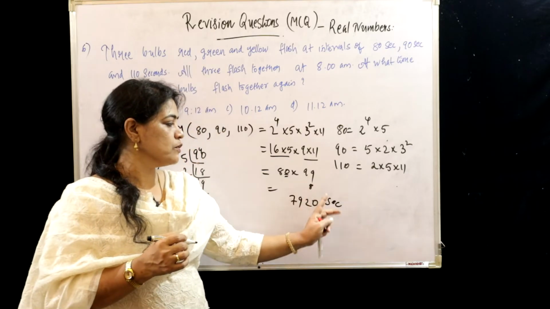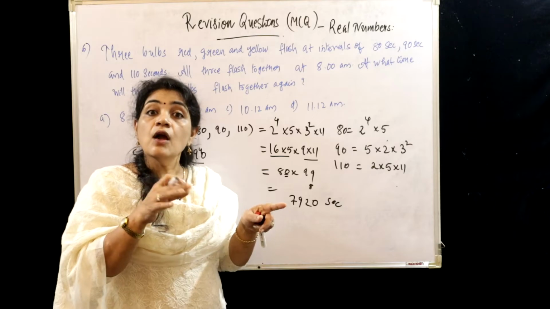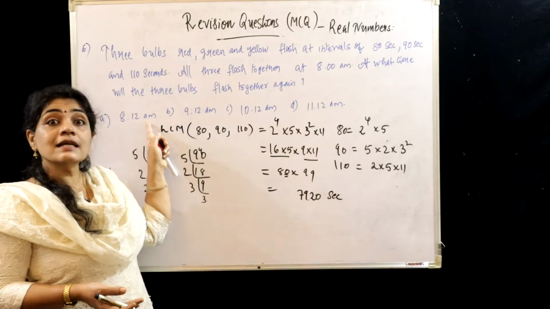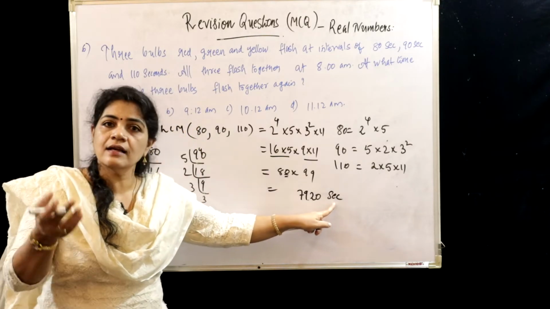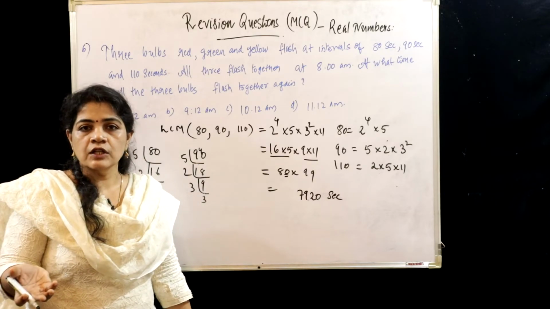This is the LCM, and the unit is seconds. After this many seconds, the 3 lights will flash together. In hours and minutes. That means you have to convert the seconds first into minutes, and then hence you can convert into hours.